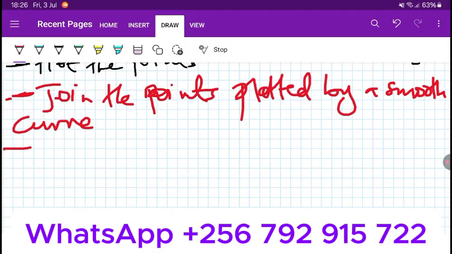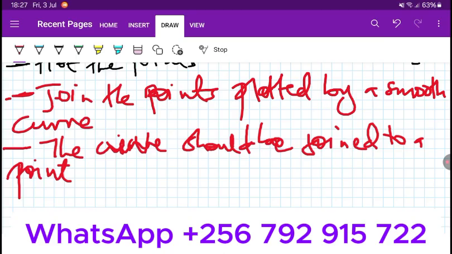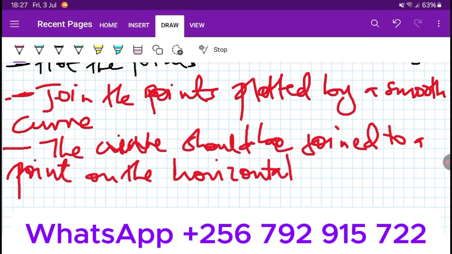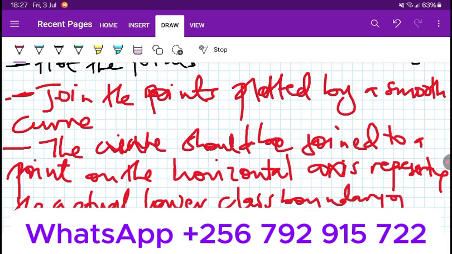Then of course the last part is that the curve should be joined to a point on the horizontal axis, representing the actual lower class boundary of the first class.